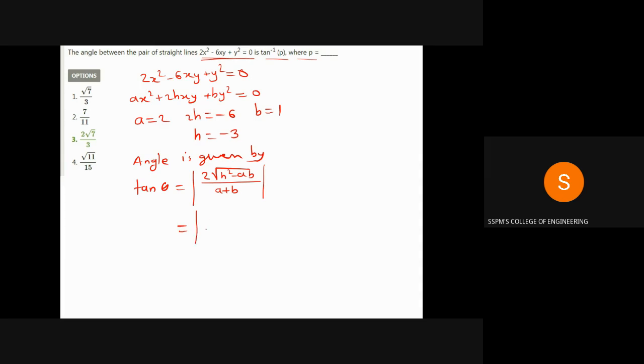So if we put our values, 2 root, what is h square? H is minus 3, so minus 3 square is 9. Minus ab, a is 2, b is 1, 2 into 1 is equal to 2, divided by a plus b, so a is 2, b is 1, 2 plus 1 is 3. So we get 2 root 9 minus 2, that is root 7, divided by 3. Therefore tan theta is equal to 2 root 7 divided by 3.